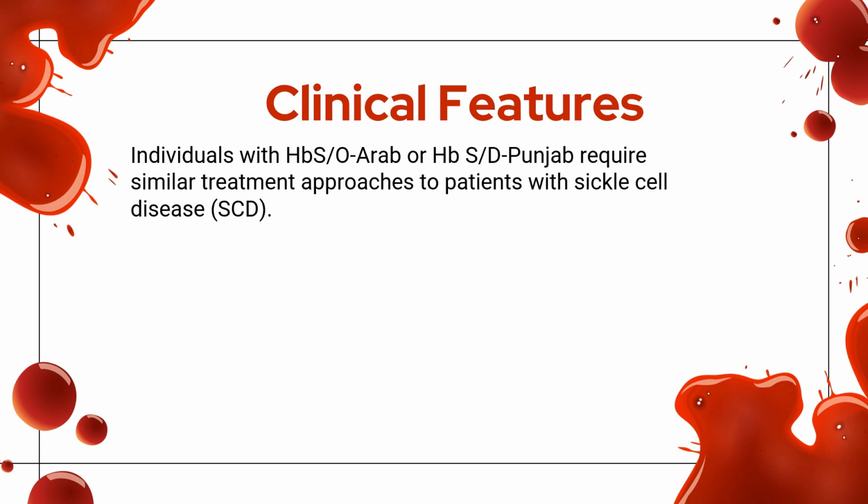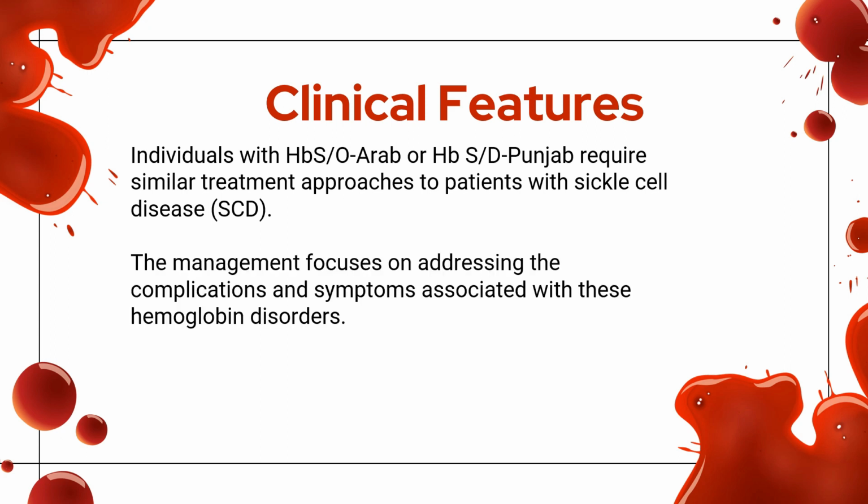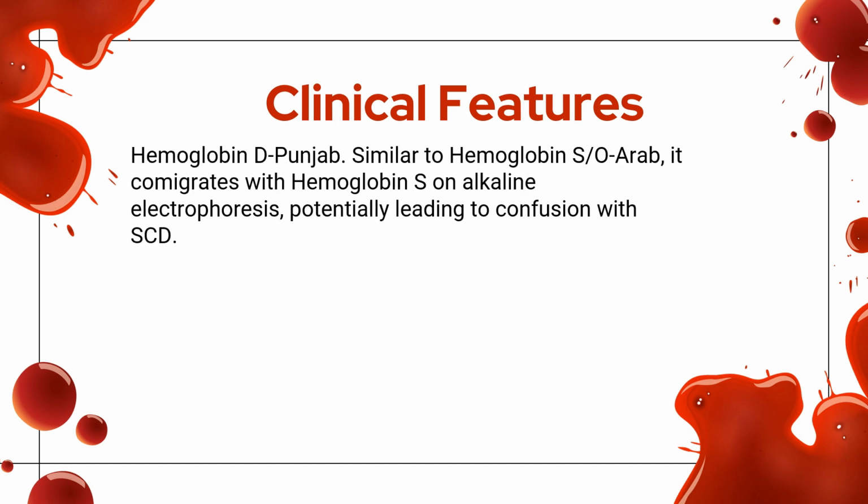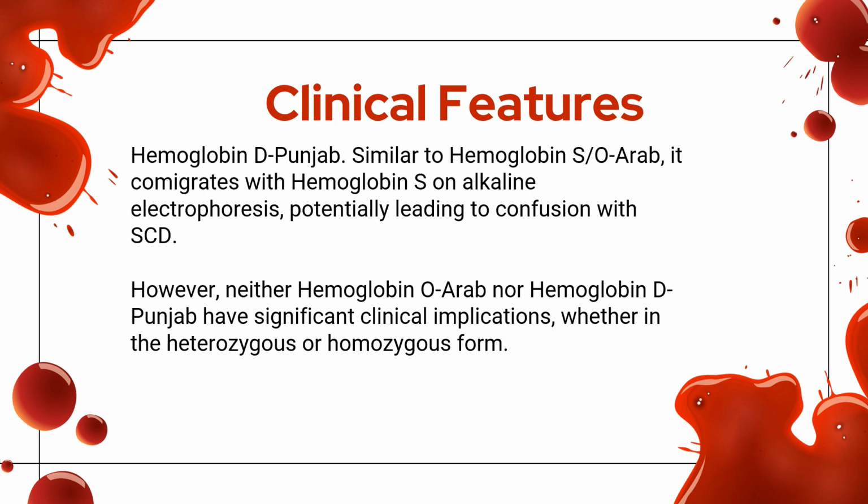Individuals with hemoglobin S/O Arab or hemoglobin S/D Punjab require similar treatment approaches to patients with sickle cell disease, SCD. The management focuses on addressing the complications and symptoms associated with these hemoglobin disorders. Now, let's turn our attention to hemoglobin D Punjab. Similar to hemoglobin S/O Arab, it commigrates with hemoglobin S on alkaline electrophoresis, potentially leading to confusion with SCD. However, neither hemoglobin O Arab nor hemoglobin D Punjab have significant clinical implications, whether in the heterozygous or homozygous form.